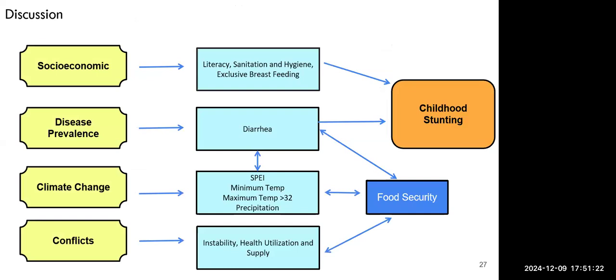So the discussion, I think I already mentioned. These are the potential direct or indirect pathways through which these different types of measures affect childhood stunting or child health.